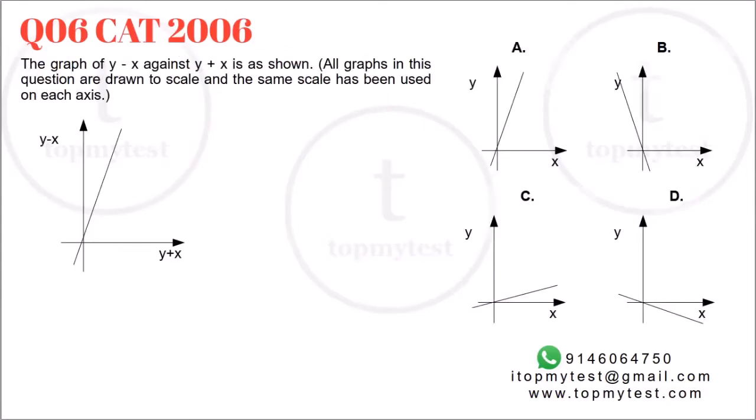And the last one is one of my all-time favorite CAT questions. Let's see what this says. The graph of y minus x and y plus x. Now usually you have y, x and y axis, but here you have y plus x and y minus x shown. All the graphs in the question are drawn to scale and the same scale has been used. So your question is, which of them will represent the graph x versus y? So if I were to draw a graph of x versus y, which of them will represent x versus y?